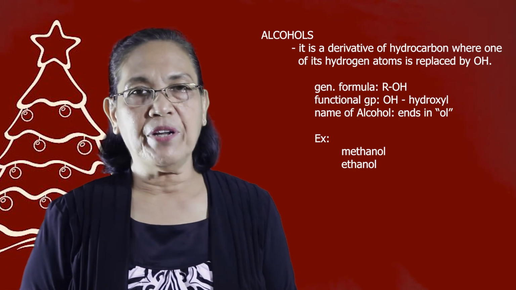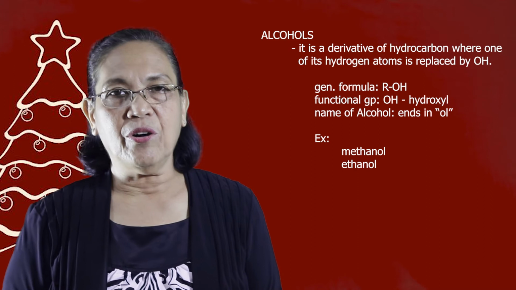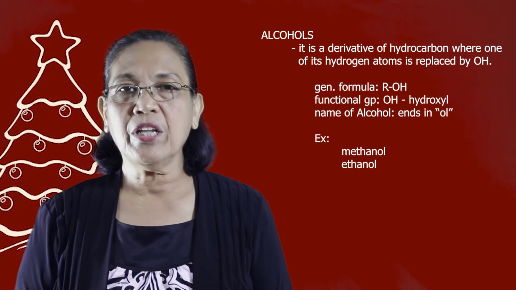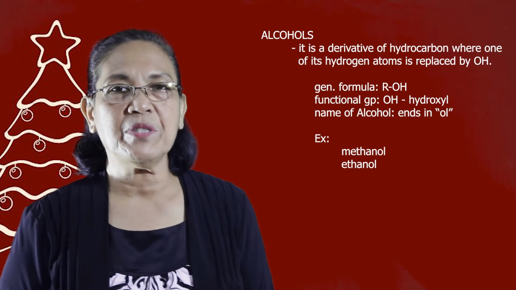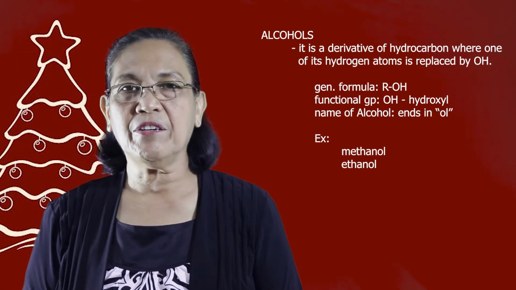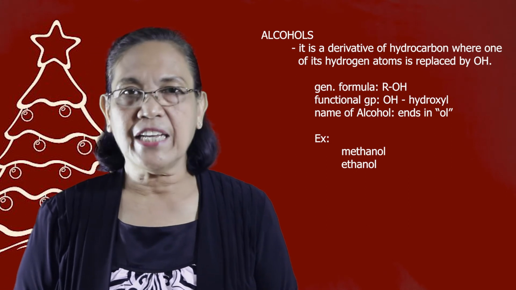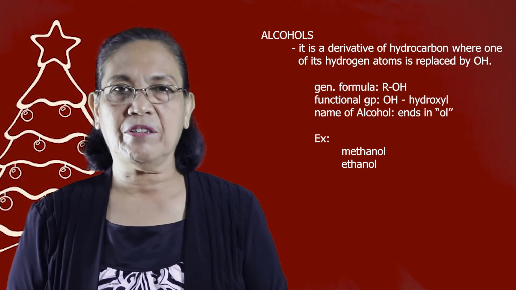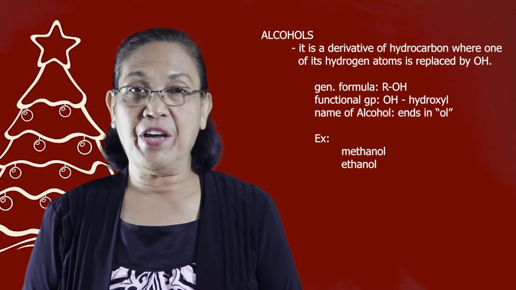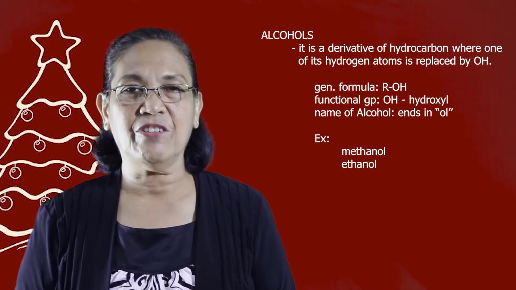If there are 2 carbon atoms, it is called ethanol. If there are 3 carbon atoms, it is called propanol. If there are 4 carbon atoms, it is called butanol. If there are 5 carbon atoms, it is called pentanol. If there are 6 carbon atoms, it is called hexanol, and so on and so forth. So that if you have 10, it is called decanol.